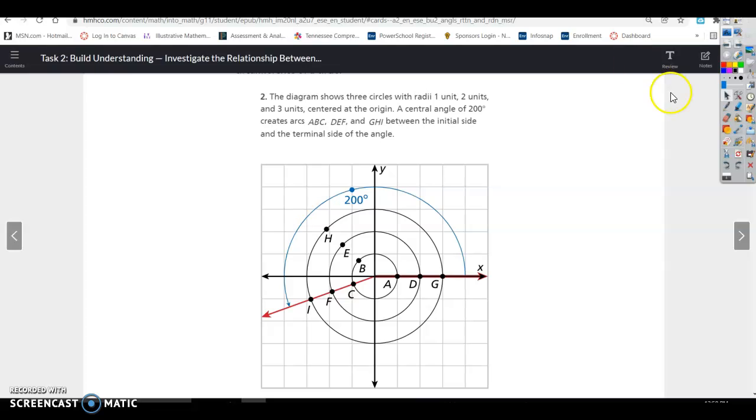So you can see this is the radius of 1, and it creates the arc with 1 unit here, ABC, and then the radius of 2 units gives DEF, and then a radius of 3 gives us GHI. So that's just 3 arc lengths based on 3 different radii.